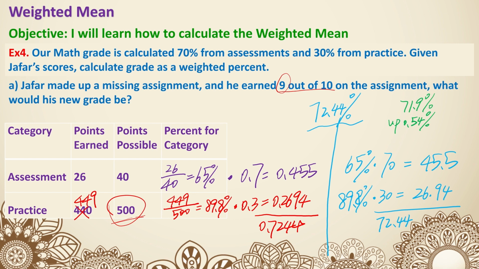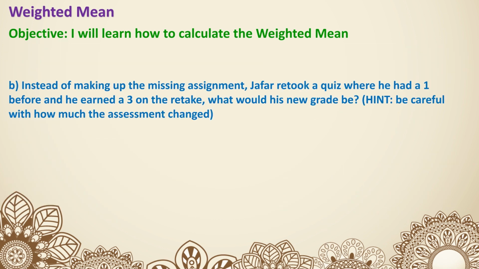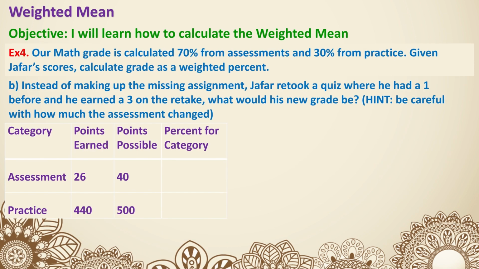So this is the result if you just make up a missing assignment. Let's continue. Let's see what if you make up a quiz. So here's the other situation. Let's say you didn't make up any missing assignments, but of course for our class you do have to make up the missing assignments. In this case you did. Let's say he didn't. So the practice wouldn't change. It's still going to be 440 out of 500, which is 88%.